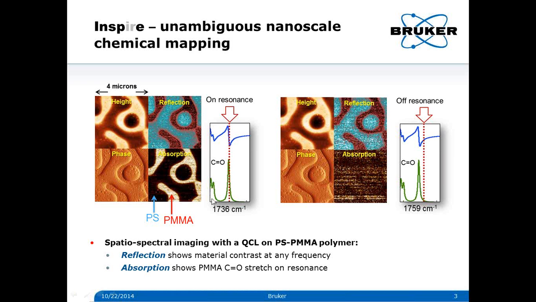And if you are on resonance, which means if you have your laser wavelength centered on this carbonyl resonance, which is a resonance specific to the PMMA polymer, you have a high absorption signal, shown here on the left side. If you compare it to off-resonance imaging, where you don't sit on the center peak here of the carbonyl resonance, then your absorption goes away. So this is a great way to identify which of the material is what in your image here on a 4 micrometer or sub-micrometer scale.